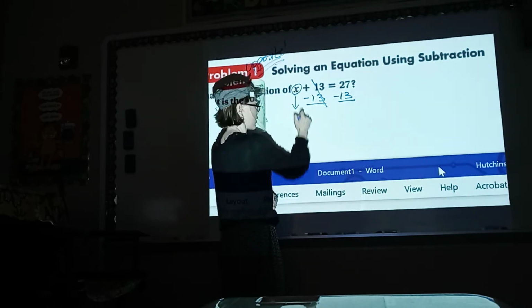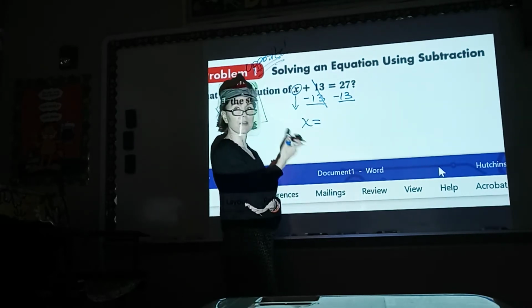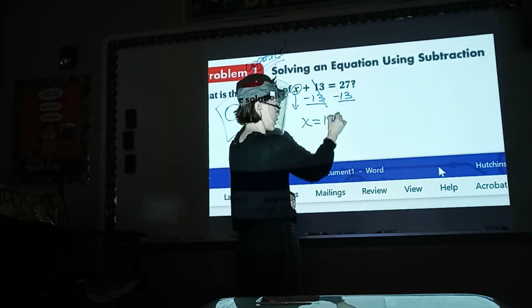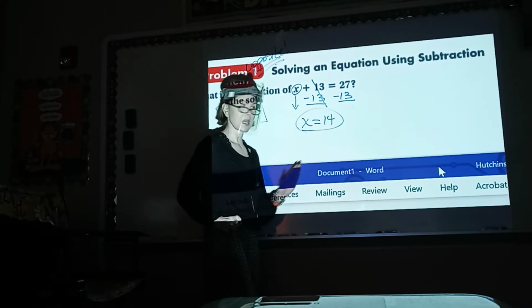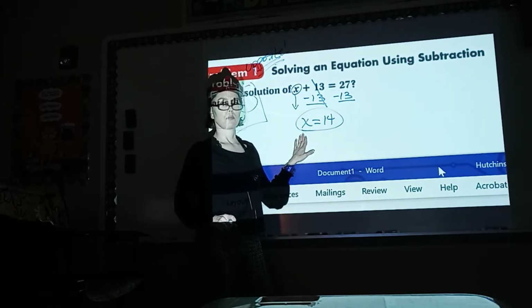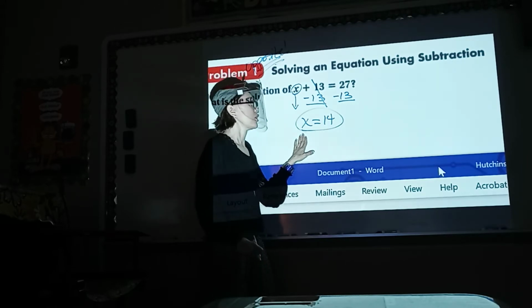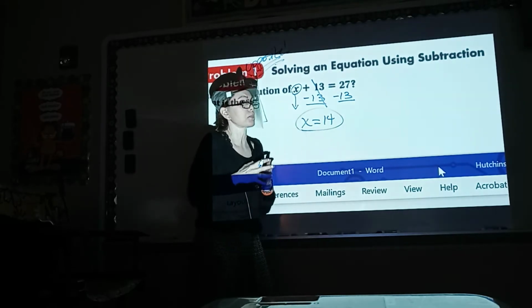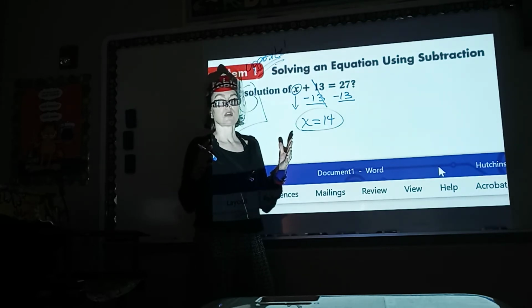And what do we bring down? We bring down our X because that's all we have left over on this side. So 27 minus 13 gives us what? 14, and you're done. So, did we get this X all by itself? Yes. So we already knew it. It's super easy, but again, it's the mathematical thought process behind it that really matters, okay?